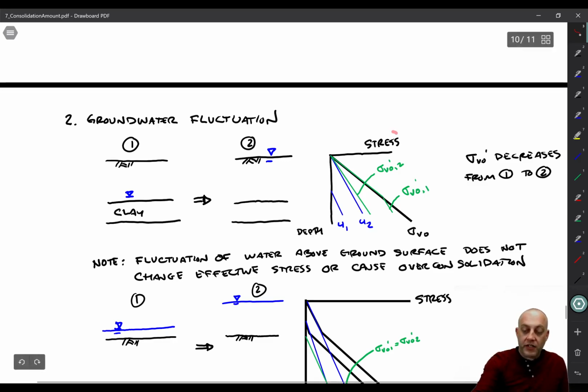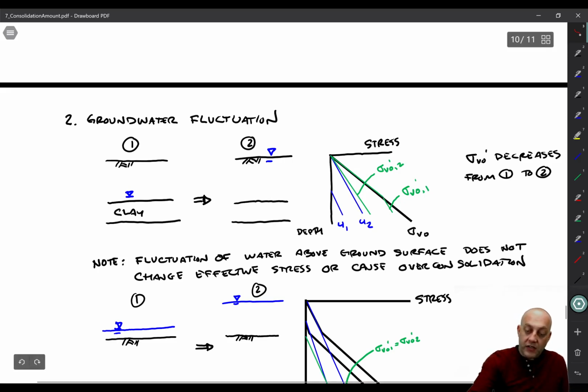So if we come over here to this stress diagram, we see that this black line is sigma V naught, that's the total stress. It's the same for both 1 and 2. The pore pressure here for 1 is pretty low, right? The groundwater table is deep, so the pore pressure is low. The water table is higher for 2, so you get more pore pressure. Therefore, since the total stress is the same and the pore pressure is different, the effective stresses are different too.